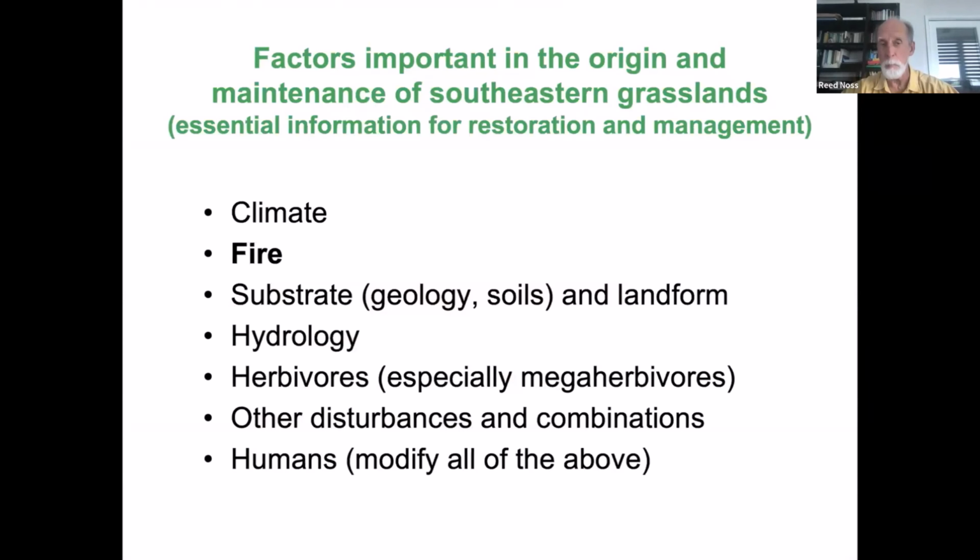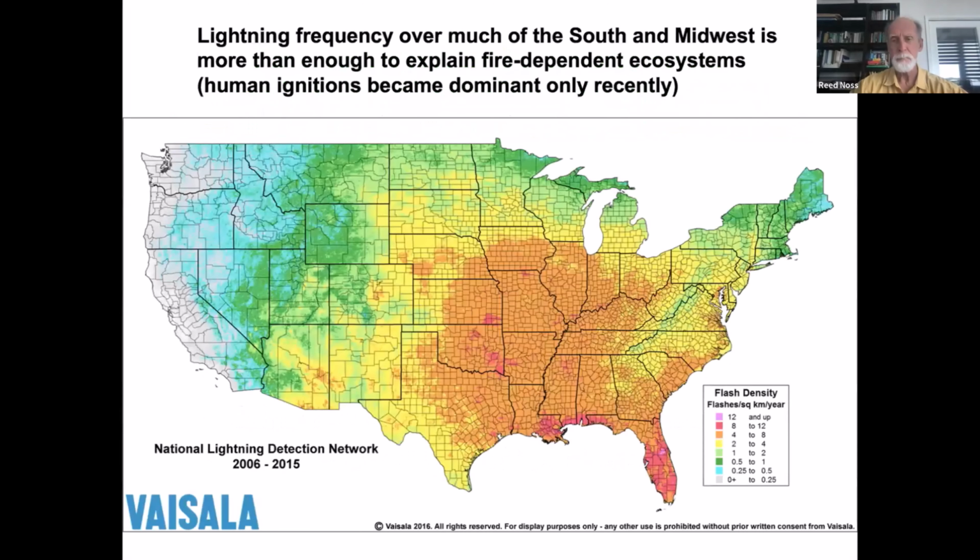Climate, however, historically was quite important and remains important today in terms of microclimate, as I'll give you a couple of examples, but also substrate, hydrology, herbivores, especially mega herbivores, and a variety of other disturbances and combinations of disturbances help maintain grasslands in the face of tree invasion. And of course, humans modify all of the above. We either increase grassland or decrease grassland depending on our land use.